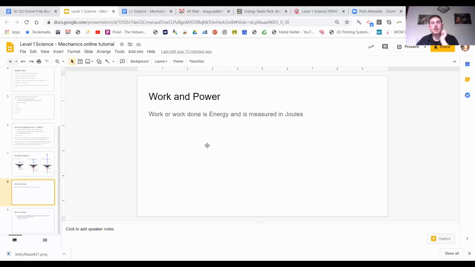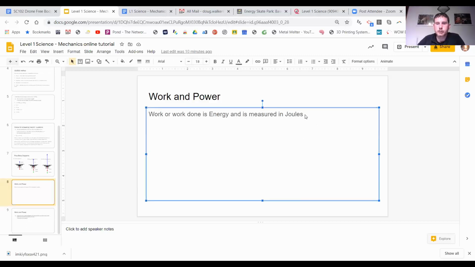Okay, so I'm going to jump back onto work and power. So work done is energy, and it's measured in joules. Sometimes the symbol W is used for work done, or you can use E for energy. I better put in that the work or energy symbol is W or E.